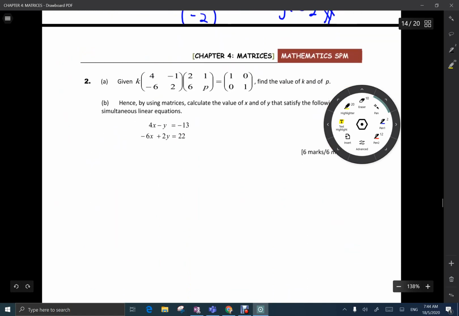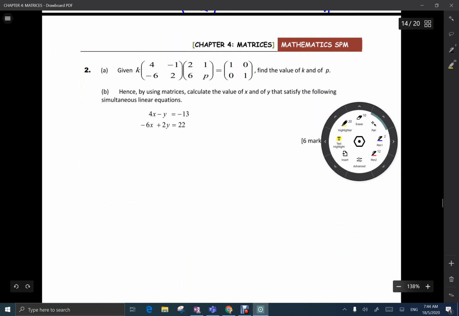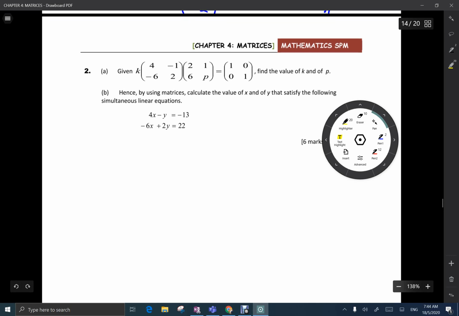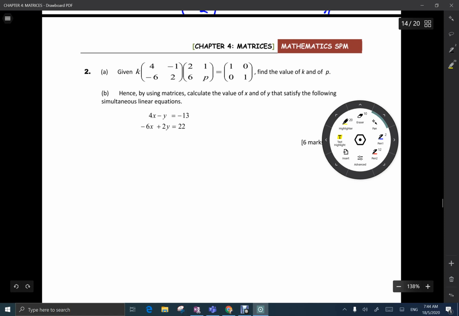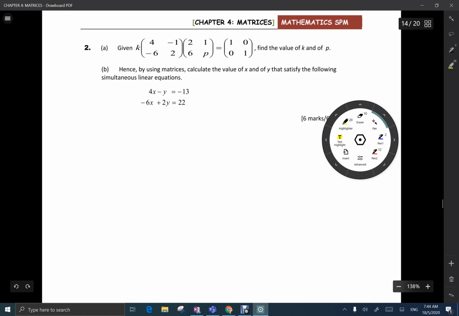Okay. Now, kita tengok pula yang ini. Given that K, okay, 4, negative 1, negative 6, 2 times 2, 1, 6, P equals to 1, 0, 0, 1. So, find the value of K and P. Jadi, okay, so dia nak K and P kan.